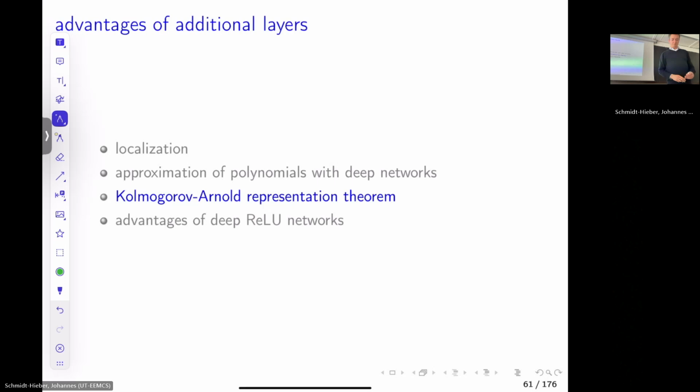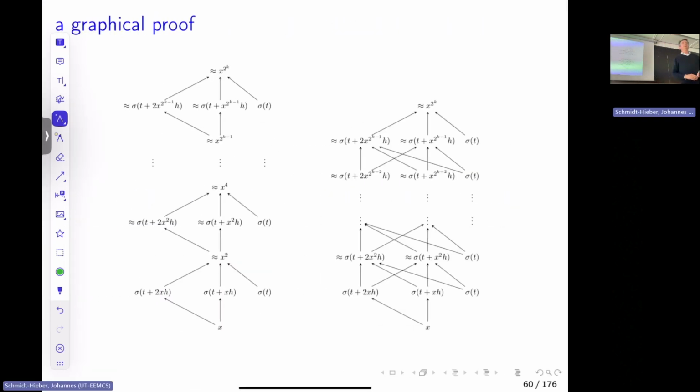Yeah. Is it clear that for the shallow you need at least 2 to the k plus 1, and there is no more efficient way of having it with much less than that?